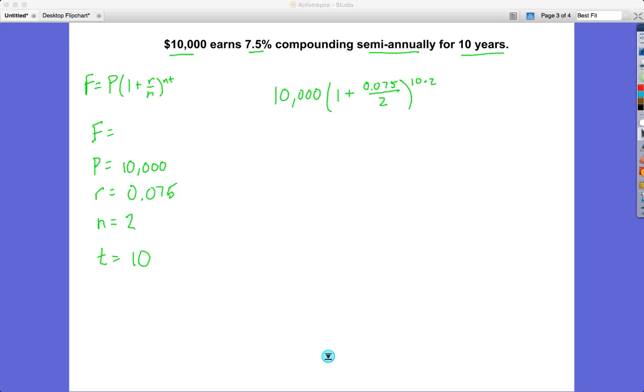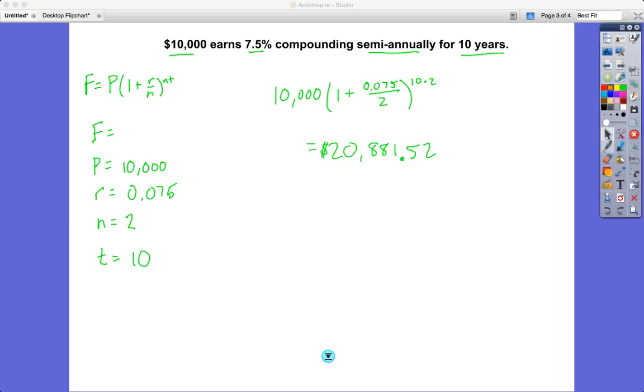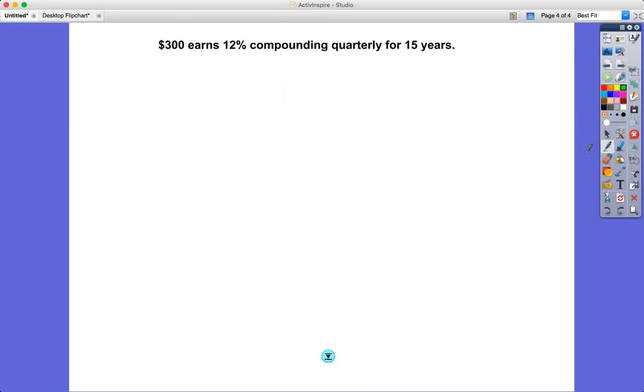Now, I just realized that I didn't give it permission to see my whole screen, so I'll just add that in at the end. If you need to know how to put that in the Desmos calculator, go to the end. But we'll move on. I'll put the final answer, and then we'll move on to the next equation. So it is $20,881.52 for that one.